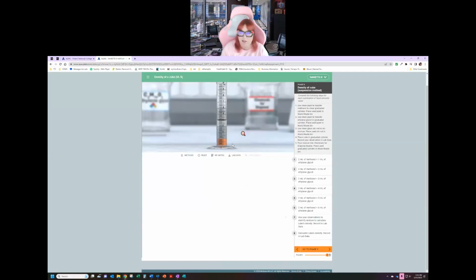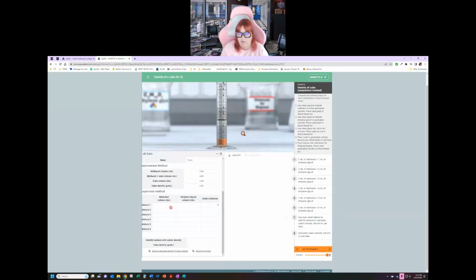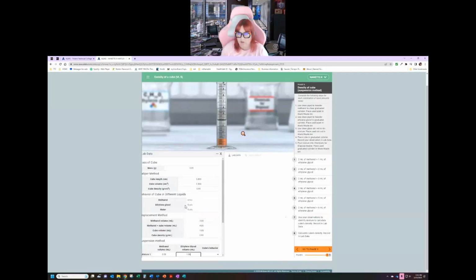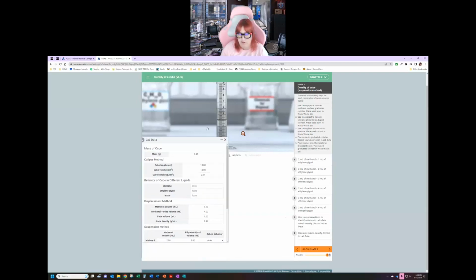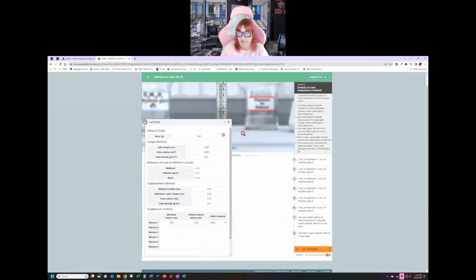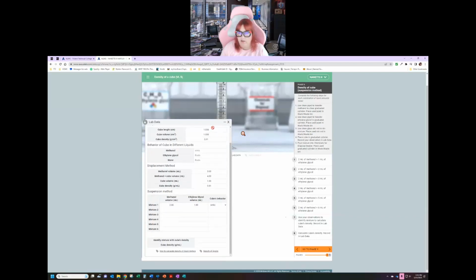And it sinks. Okay, so I'm going to look in my data. And I'm going to say, all right, so volume of methanol here was 2.00. This one was 1.00. And the cube's behavior is that it sinks. Okay, awesome.